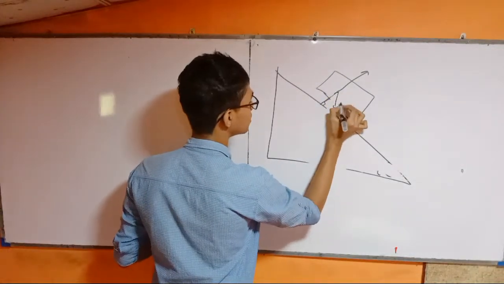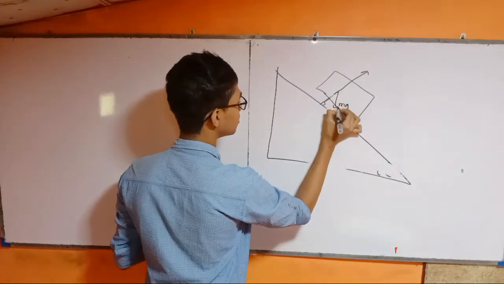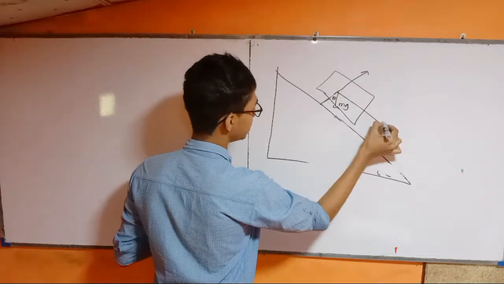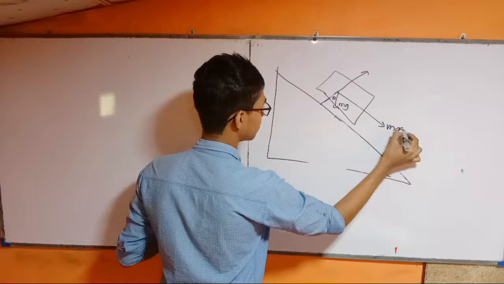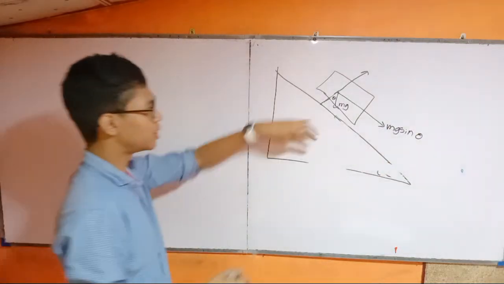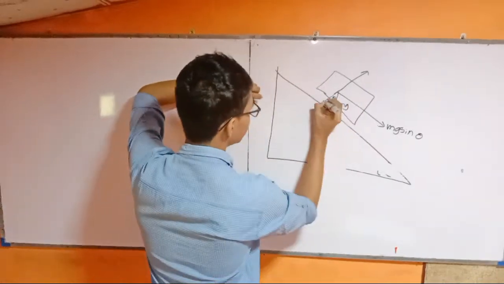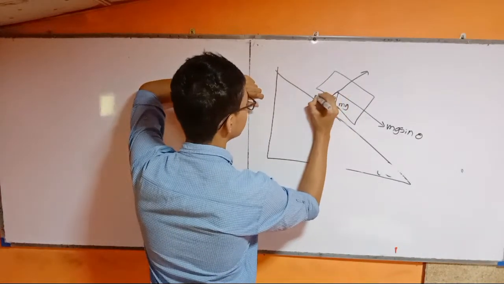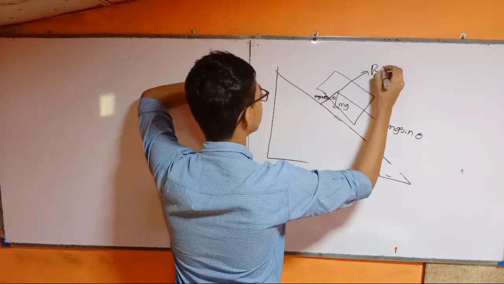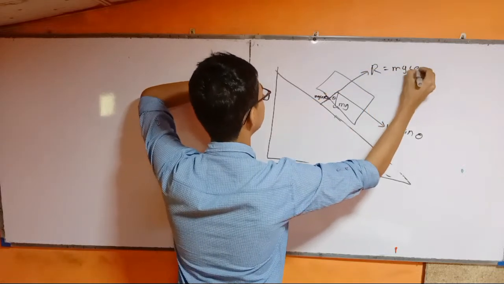Then what? This is mg. This is theta. Then this side is mg sin theta. So the reaction force is equal to mg cos theta, because it's the main direction. The reaction force R is equal to mg cos theta.